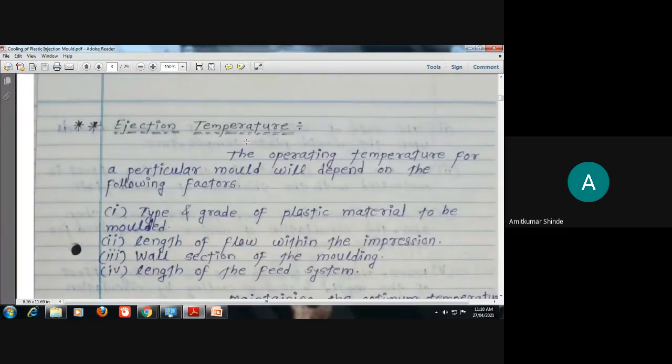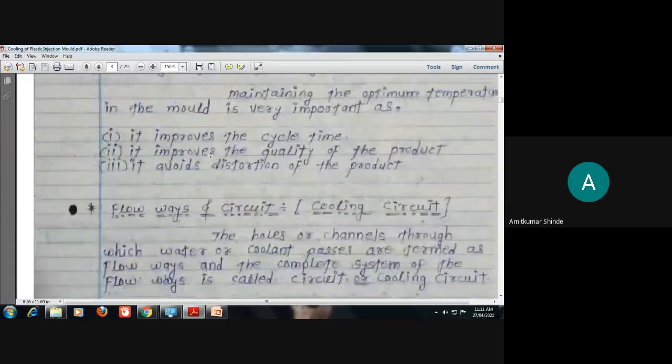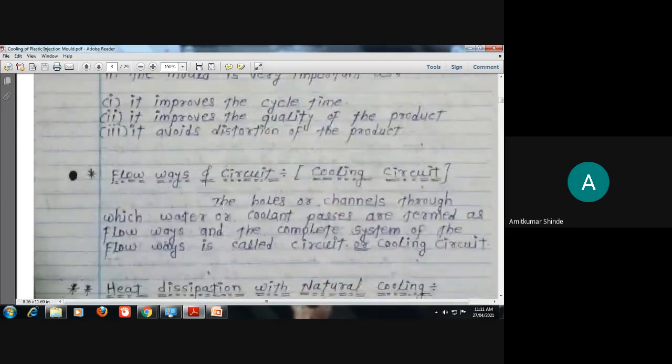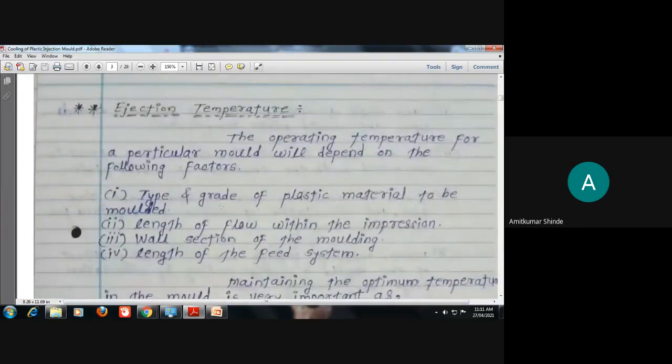You can zoom it on your screen. Now, before discussing this concept, that is heat dissipation with natural cooling, I have already explained these terms, flowways and circuits. I think I have not discussed this ejection temperature. That concept we will discuss first. Now we will discuss this ejection temperature.